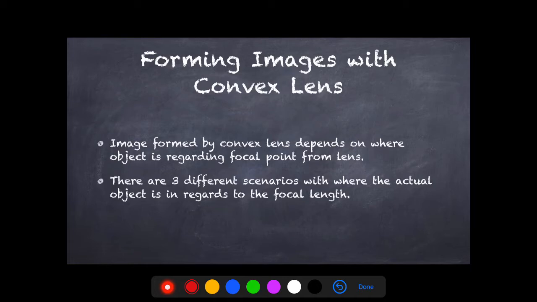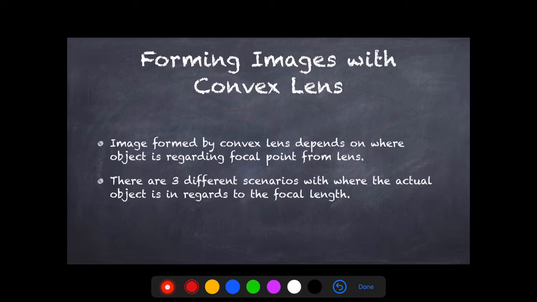When you form images with a convex lens, it's going to depend on where the object is regarding the focal point from the lens. So I'm going to show you a diagram that's going to explain this, but basically, we're going to have 3 different scenarios that I'm going to show you. And in each of those scenarios, I'm going to have the object, okay? And it's going to be located at different distances from the lens, and you're going to see how many distances it is going to be regarding the focal length.